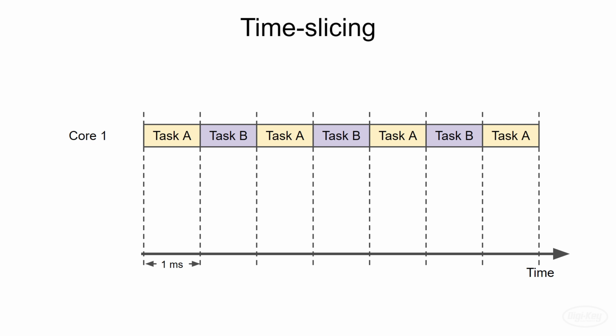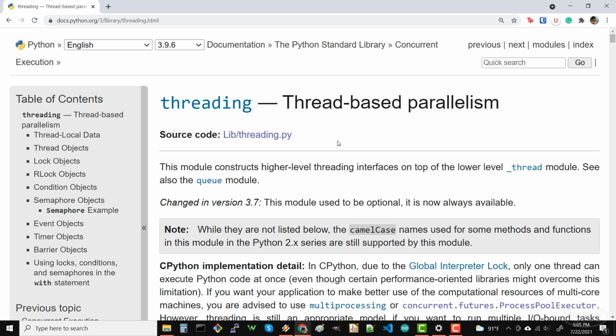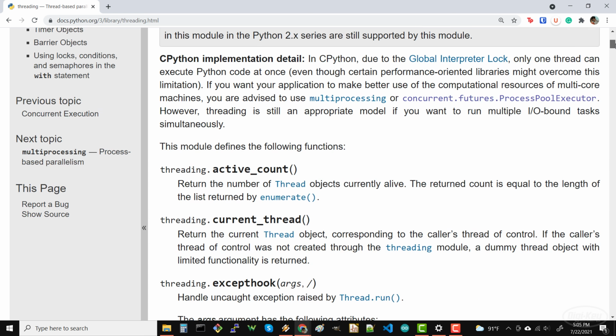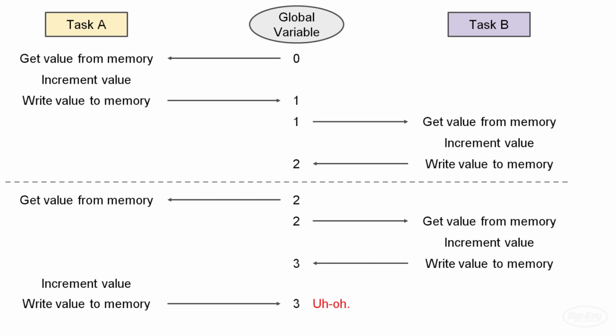Note that you can mix time slicing and parallelism if you want to have two cores working on more than two tasks. If the scheduler or operating system can stop a task to run another task, it's known as preemptive multitasking. Regular Python supports preemptive multitasking with its threading library. You can use it to create multiple threads that run like the tasks we just saw. Multi-threaded programming can be quite complex, as you need to worry about priorities and memory access to avoid things like race conditions.